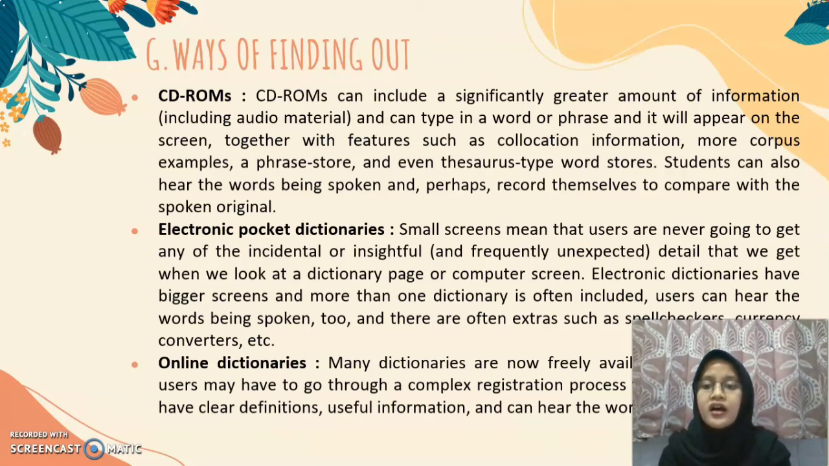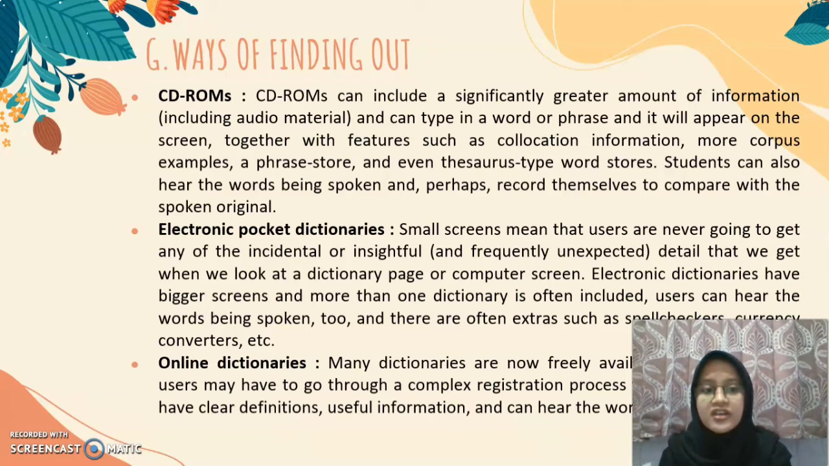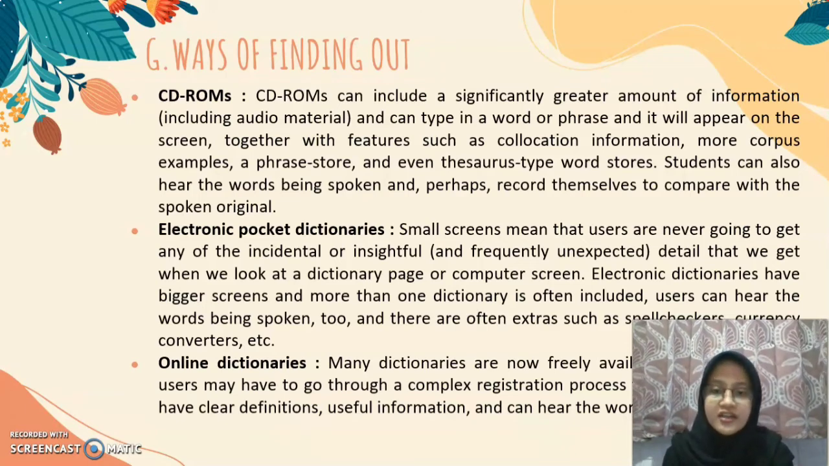And then the third is electronic pocket dictionaries. Small screens mean that users are never going to get any of the incidental or insightful and frequently unexpected detail that we get when we look at a dictionary page or computer screen. Electronic dictionaries have bigger screens and more than one dictionary is often included. Users can hear the words being spoken too, and there are often extras such as spell checkers, currency converters, and so on.